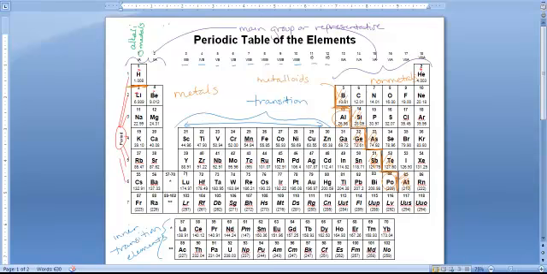The second column, column 2 or 2A, those also will make bases. Magnesium hydroxide is a base. Calcium hydroxide is a base. But the metal itself is a little bit more stable. If I drop a piece of magnesium in water, it's not going to go boom, okay?